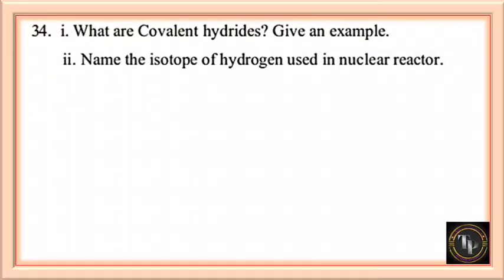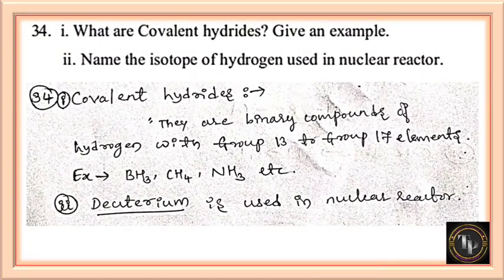What are covalent hydrides? Give an example. Name the isotope of hydrogen used in the nuclear reactor. Covalent hydrides are binary compounds of hydrogen with group 13 to group 17 elements. Examples are BH3, CH4, NH3, etc.